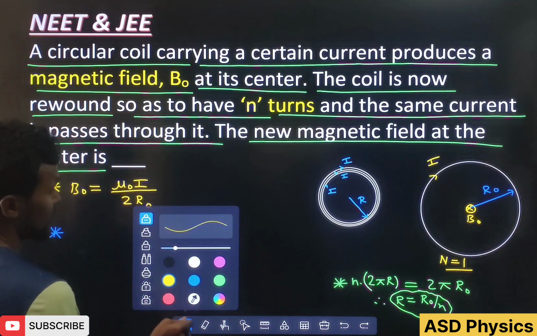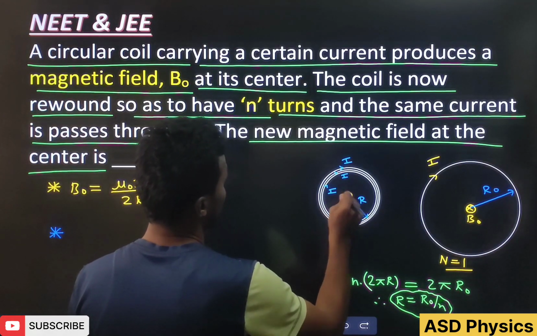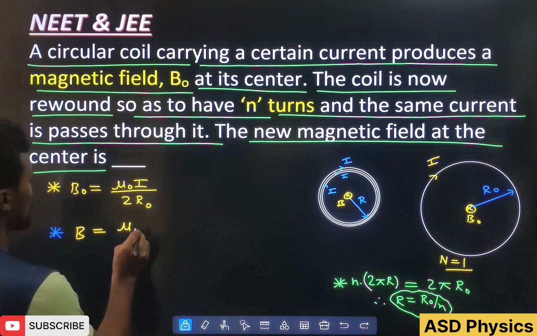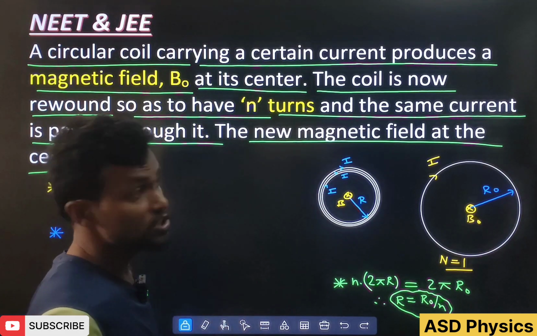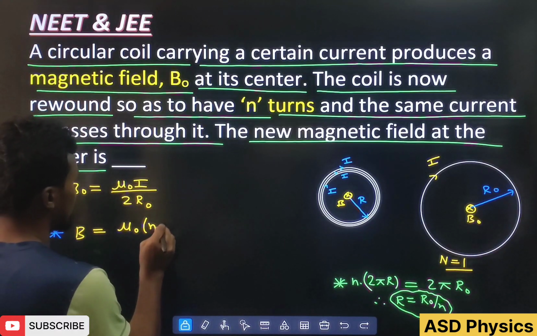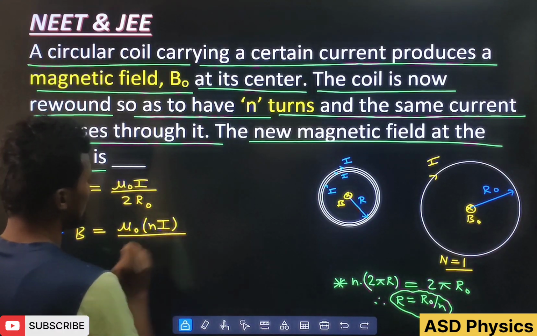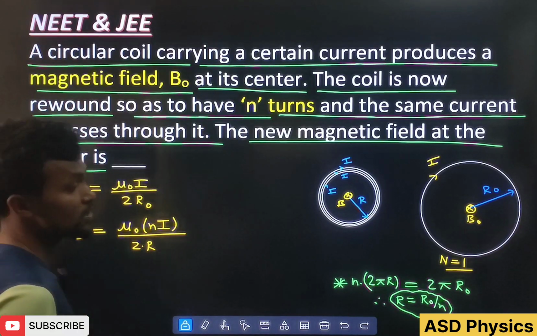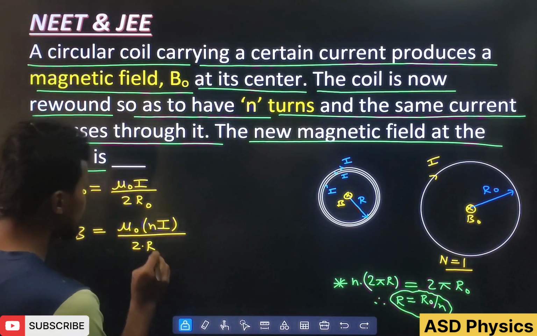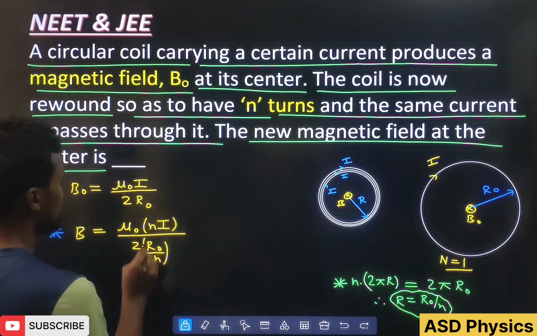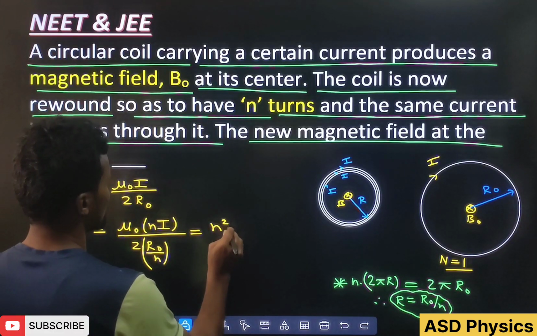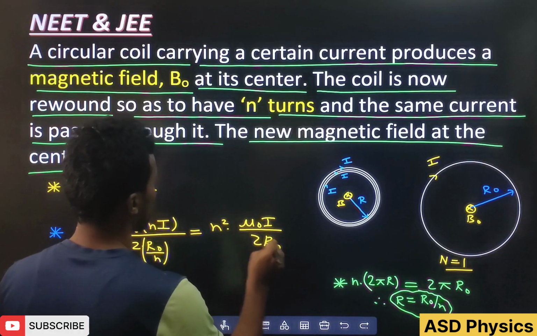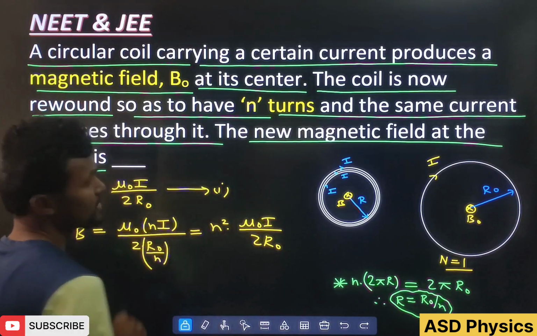Now if I write the magnetic field at the center, B equals mu naught, n turns are there, and in each and every turn the current is I, so mu naught N I by 2R. And what is the value of R? R means R naught by N. So when you simplify this, it will come N square mu naught I by 2R naught. Let's take this as equation 1.